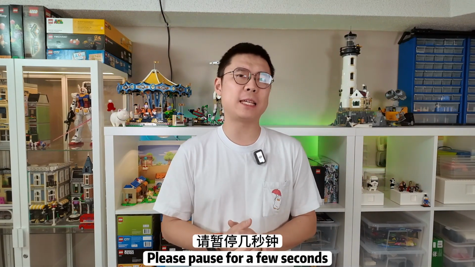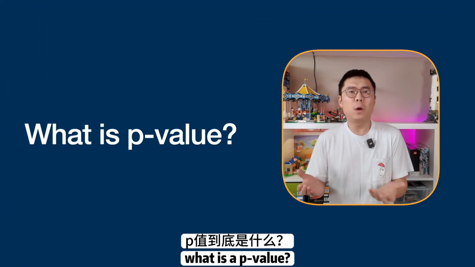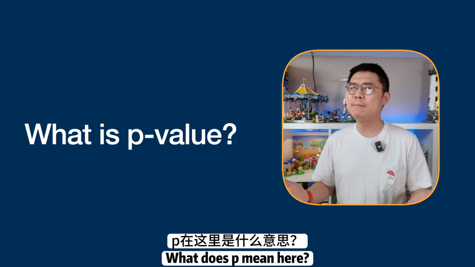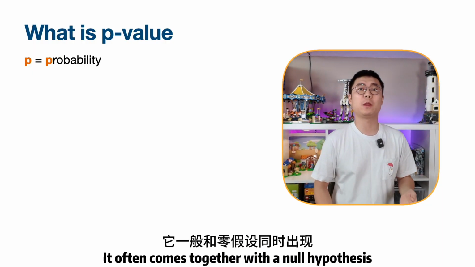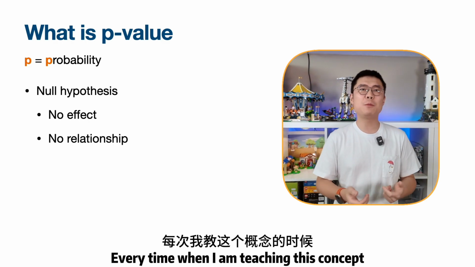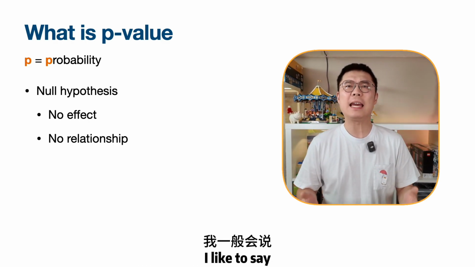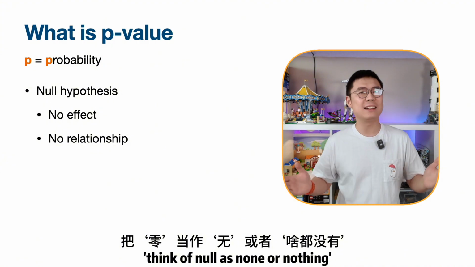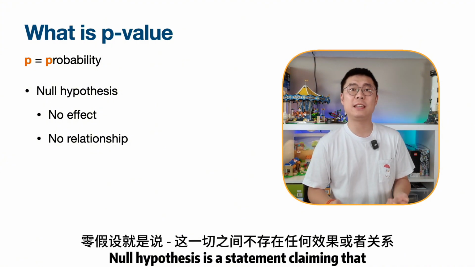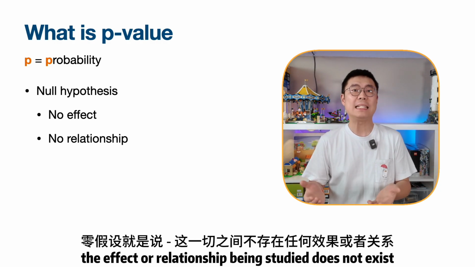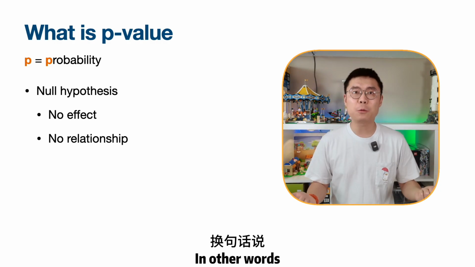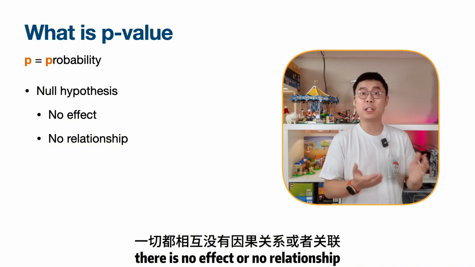So you watched until this point, you are doing data analysis, you care about p-values. Please pause for a few seconds and ask yourself, what is p-value? What does p mean here? P means probability. It often comes together with a null hypothesis. Every time when I'm teaching this concept, I like to say, think of null as none or nothing. Null hypothesis is a statement claiming that the effect or relationship being studied does not exist. In other words, there is no effect or relationship.